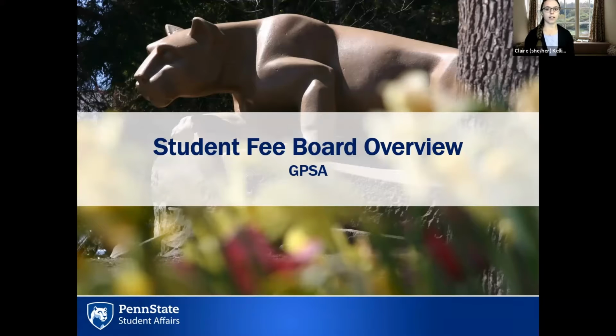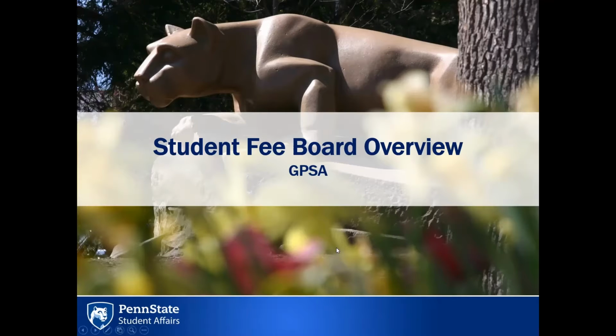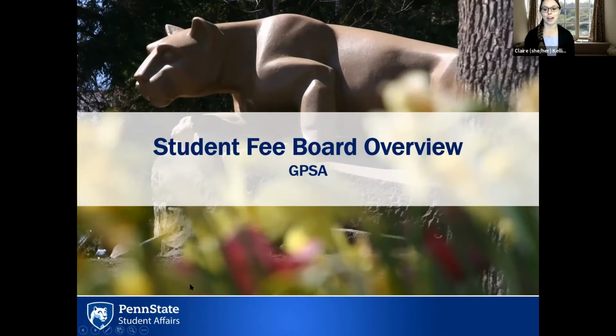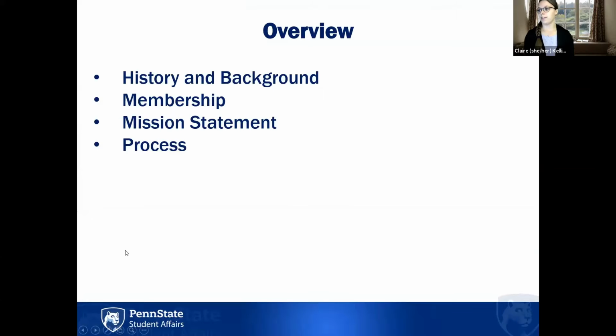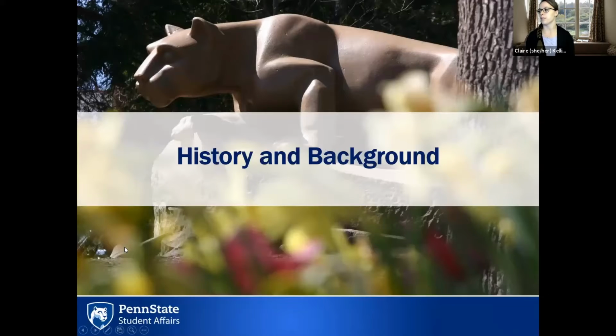So I thought I'd go over a little bit of our structure, and then I want to introduce 6 different facilities projects that we're considering funding for this upcoming year. These facilities are over $500 million in projects, so this will take decades to fund completely, but I'd like to hear your feedback on some of the projects that we're considering. So I'd like to go over a little bit of the history and background, membership, our mission statement, and the funding process within the fee board.